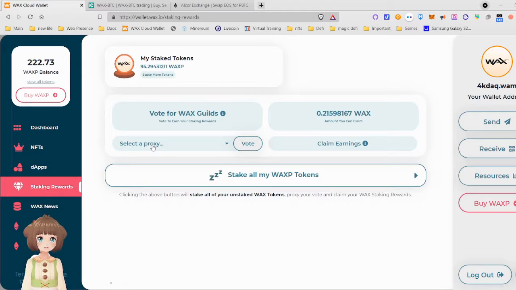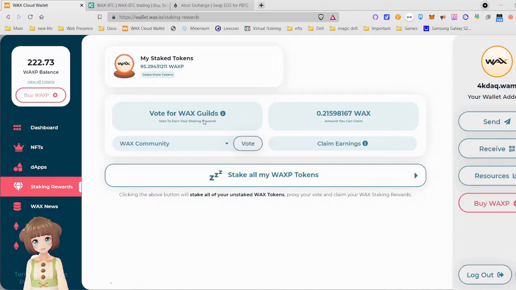So the first thing you're going to want to do is select a proxy, and you can choose EOS Wisconsin or Wax Community for who you wish to stake your voting to. On the EOS blockchain, there are over 100 block producers competing to be the top 21 block producers that become the ones that verify the transactions over, like, each week, I believe, is the voting period.